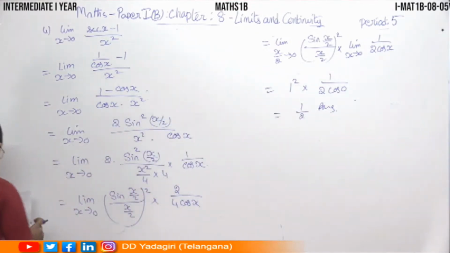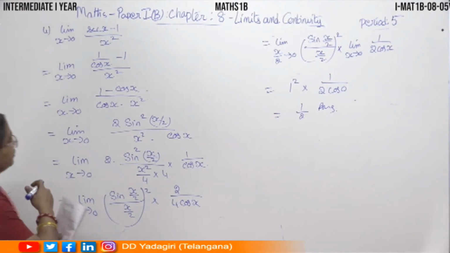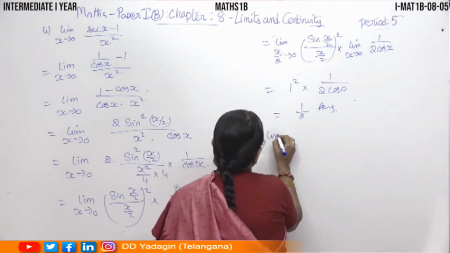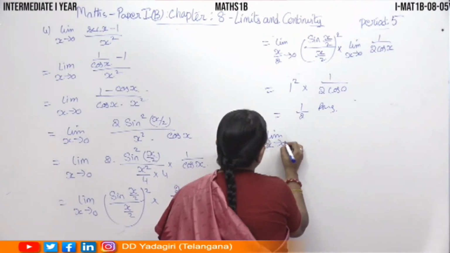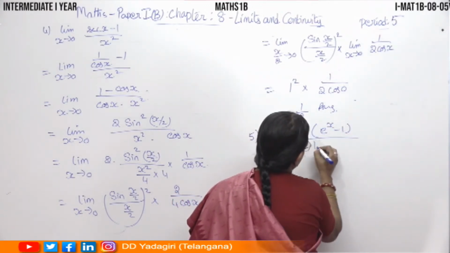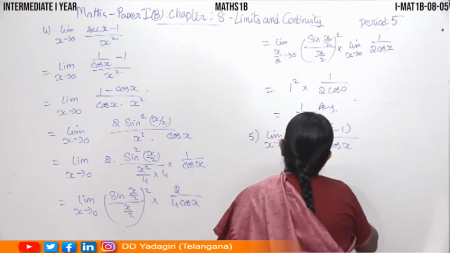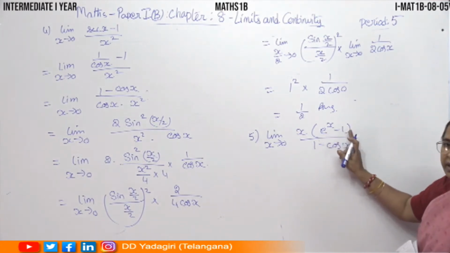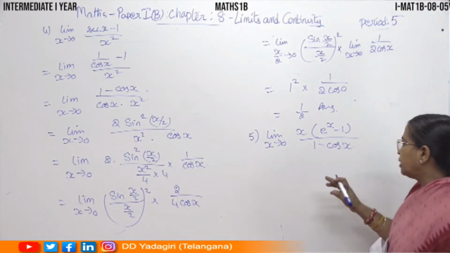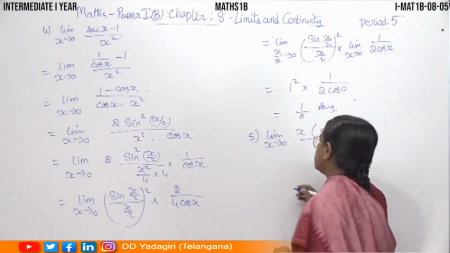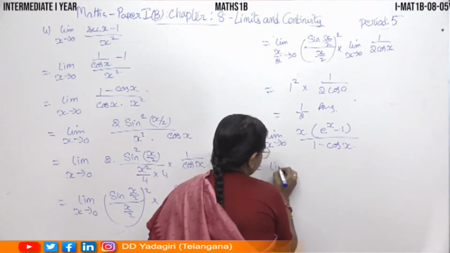So like this we do. Okay. Now next problem. Similar problem we do next, fifth problem. Limit x tending to, this is very important problem, x into e power x minus 1 by 1 minus cos x. Okay, now e power x minus 1 is there, so we should have an x here. e power x minus 1 by x limit is 1. So 1 minus cos x, we have seen 1 minus cos x is 2 sin square x by 2. So these two things you have to do here.